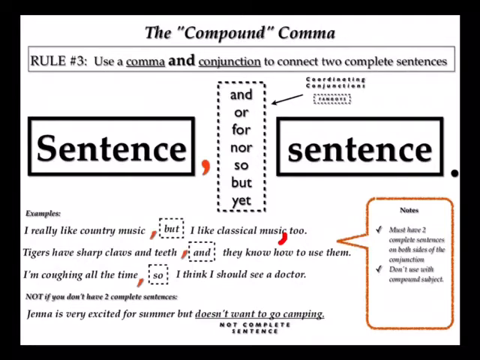If you do not have 2 complete sentences, you know you don't need that comma. Put your finger over the but in the last sentence. Jenna is very excited for summer, but doesn't want to go camping. Do you need a comma before the coordinating conjunction in that sentence? No, you do not, because you do not have a complete sentence to the right of that conjunction. Watch for that. You can lose big points when you get into the higher grades when you mess that one up in your writing.